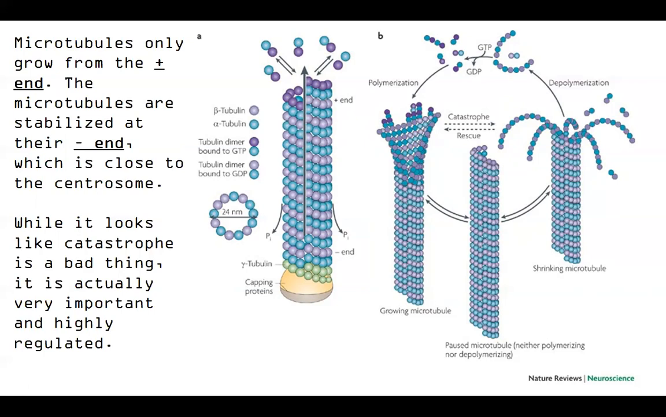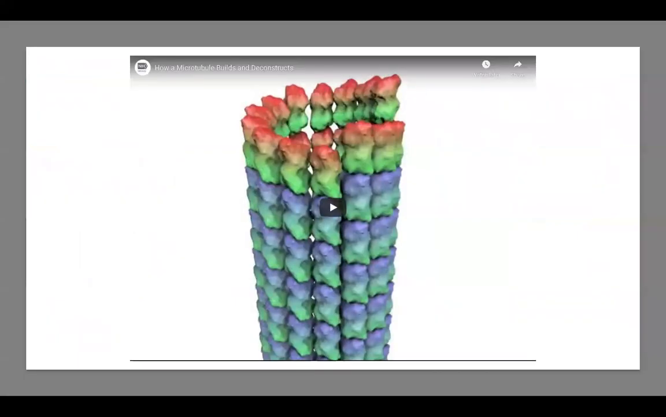So a good example of this is during mitosis, when chromosomes are pulled apart. It looks like we just kind of reel in the microtubules, but in actuality, the microtubules are shortening. And that's how we're able to separate those chromosomes. So let's look at an animated example of what's going on here.